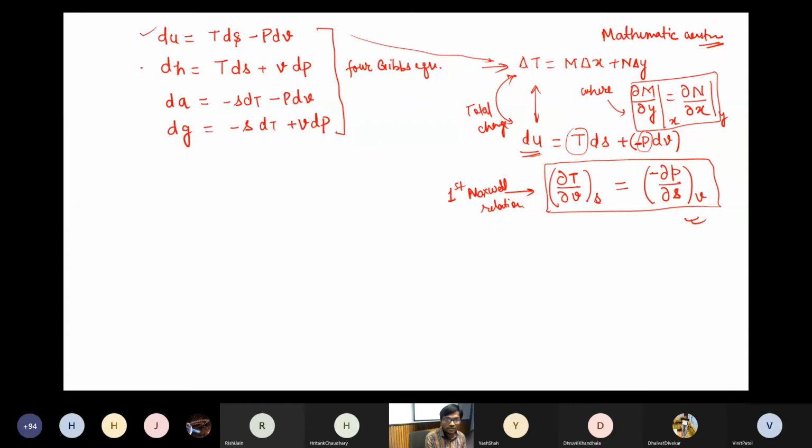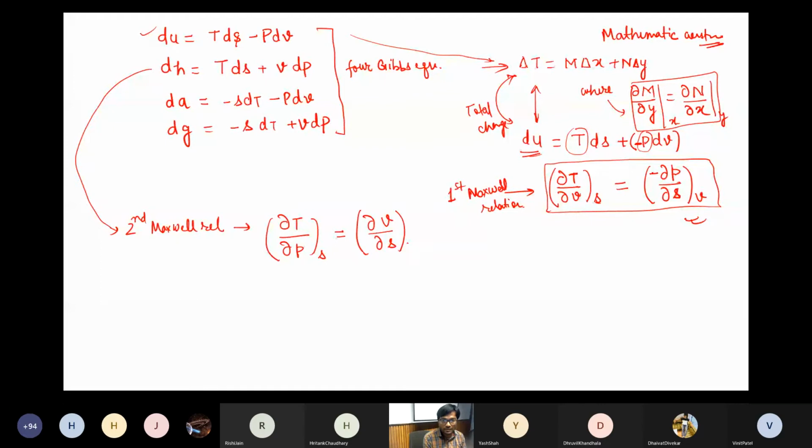Okay, so let's recall and write the second Maxwell relation. So dH = TdS + VdP. Similarly we will do that, and we'll take that ∂T/∂P at constant S must be equal to ∂V/∂S at constant P. Yes, this is your second Maxwell equation.